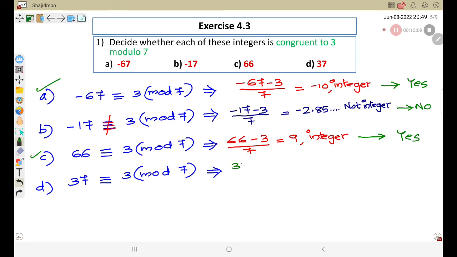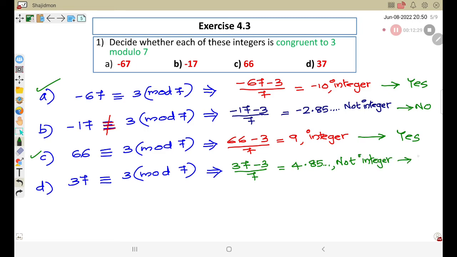So 37 minus 3 divided by 7. We can check this number. It is not an integer, correct? 4.85 like that. So we can write not integer.